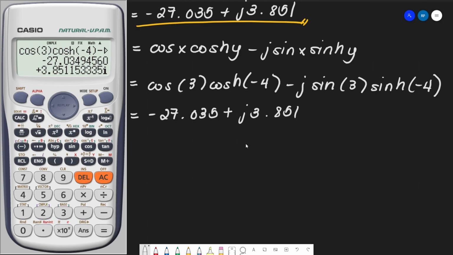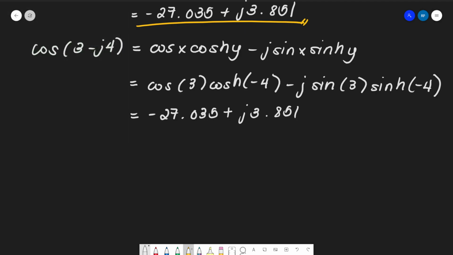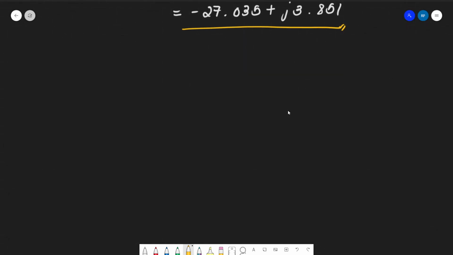Parang shortcut method, no? Ayan, informal shortcut method using identities. Okay? So, next we have letter B, yung second example natin.